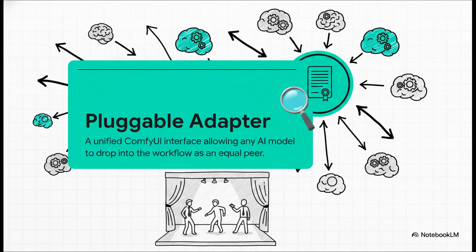So, what does a pluggable adapter actually mean here? Basically, it's a unified in-process ComfyUI interface. Think of it like a standardized contract. As long as a new AI model can conform to a simple 5-method contract, handling things like prep, rendering, and teardown, it can just drop into the workflow as an equal peer. It's exactly like an open audition process. Any actor, or in our case, any shiny new AI model, can just step onto the set and seamlessly take over a role. It's a real game changer for flexibility.